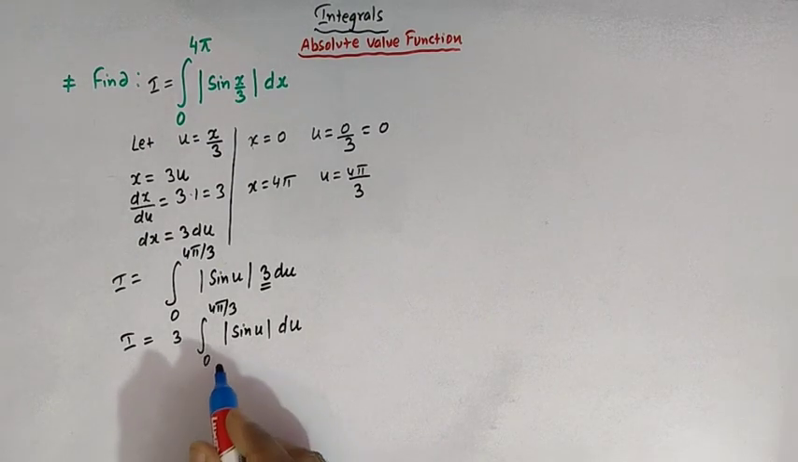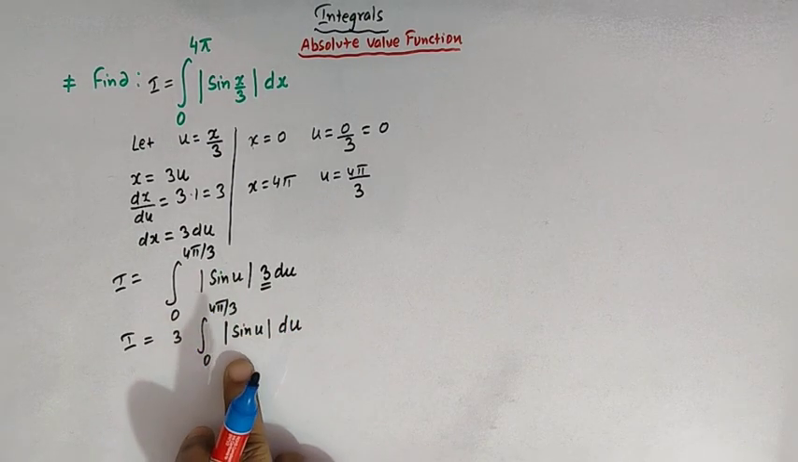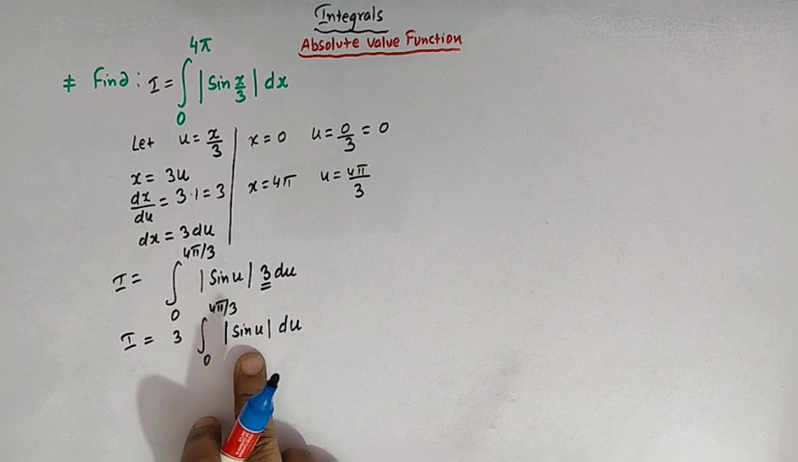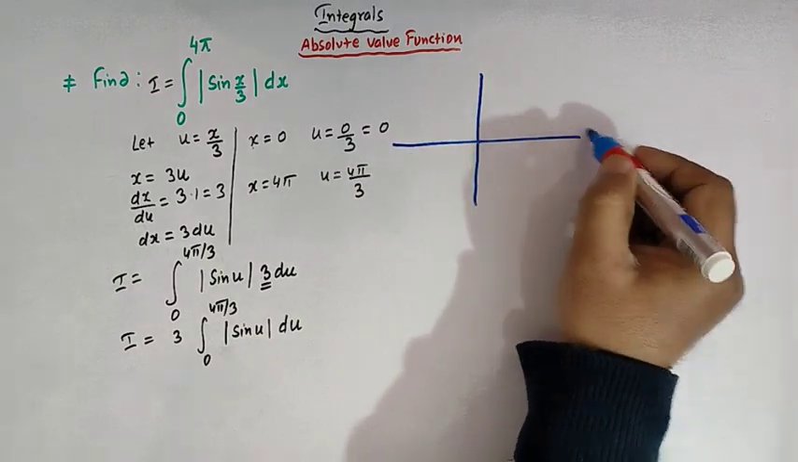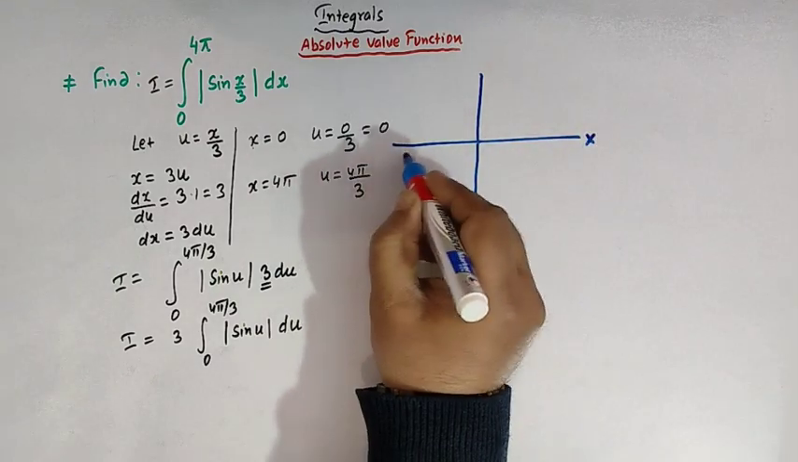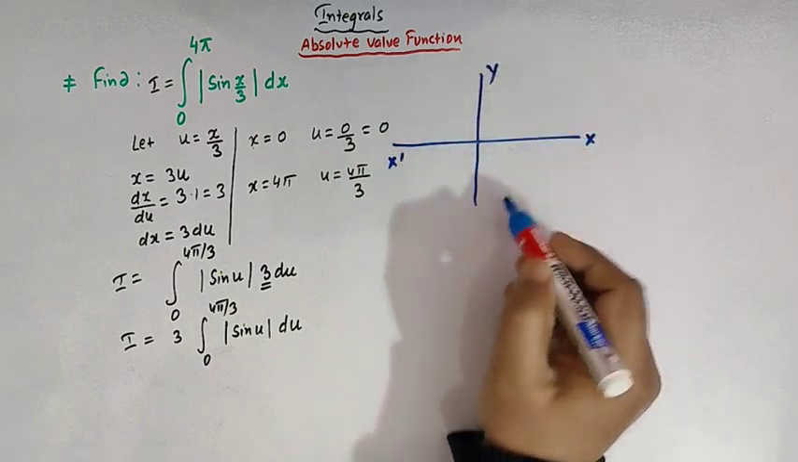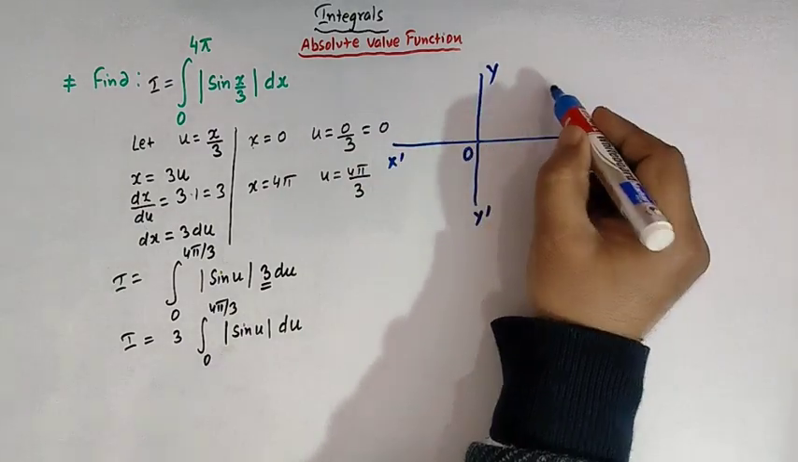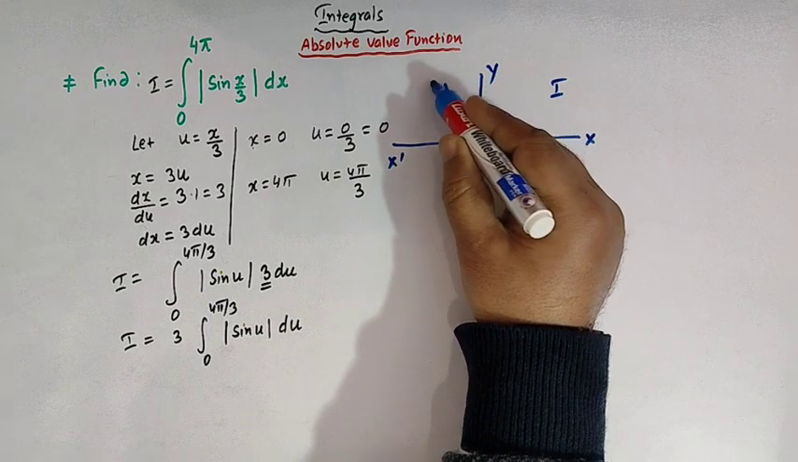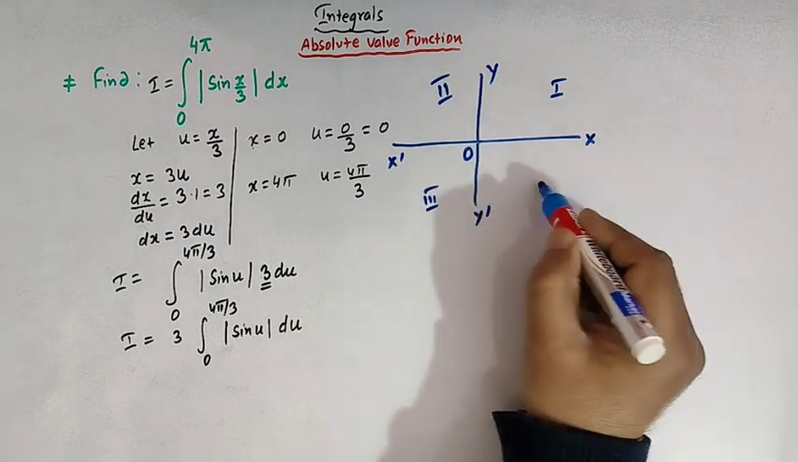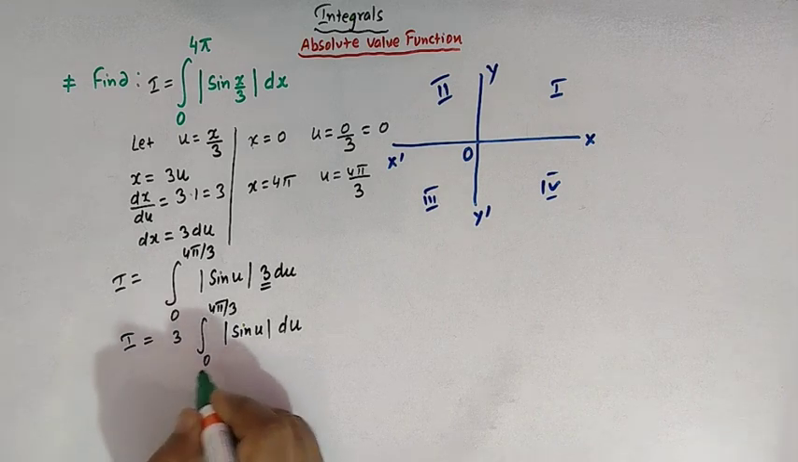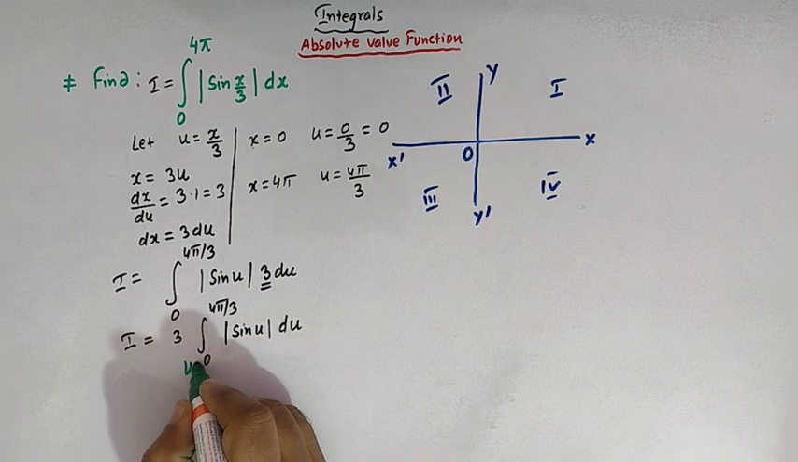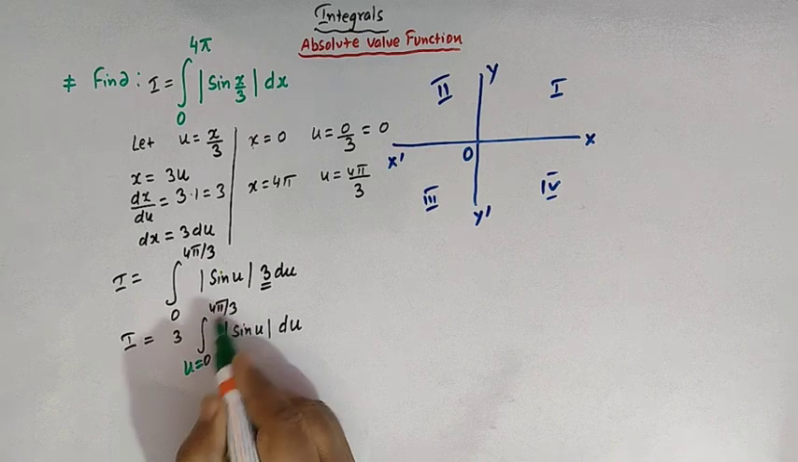Now to move further, what will we do here? We will make use of some trigonometry. See, we have the axes here, the quadrants. Here we have the x-axis, and this is the y-axis, and this is the first quadrant, this is the second one, this is the third one, and this is the fourth one. Now here the limits are from 0 to 4 pi by 3. So u varies from 0 to 4 pi by 3.